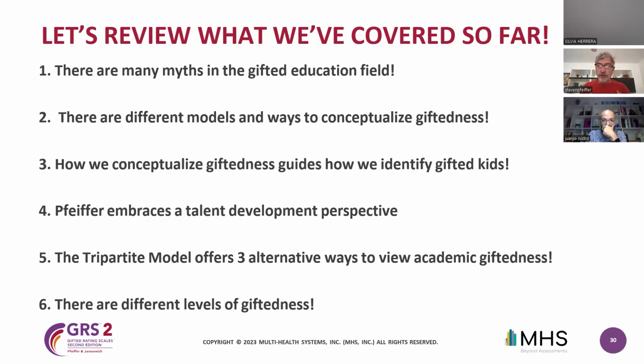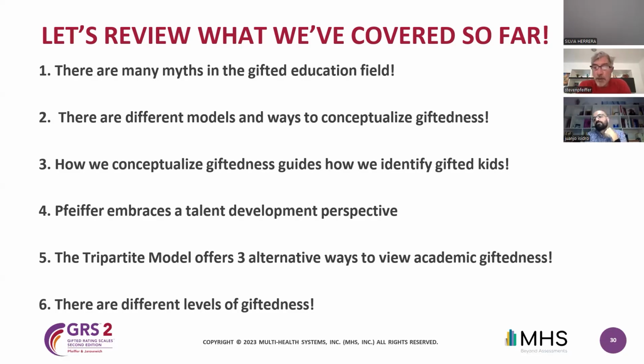The fourth thing we talked about is you've heard me as the speaker today say that I embrace, I support the talent development perspective. I developed one model, the tripartite model, three ways of looking at giftedness, four levels of giftedness, but it fits within a talent development perspective. I recognize, like Abraham Tannenbaum in his STAR model, that kids develop over time, that many factors go into continuing to fuel high ability or gifted kids. And I talked a little about my tripartite model. It offers three different lenses or color triangles to view academic giftedness.